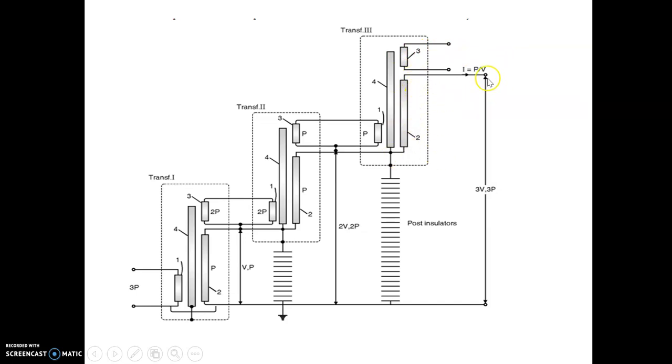Whatever load you require is said to be thrice P, because this transformer will have, suppose, load P. This is P. So P plus P is 2P, 2P plus P is 3P. So it will be thrice voltage, thrice loading. Loading means KVA loading. So this will be thrice P. There will be no P.